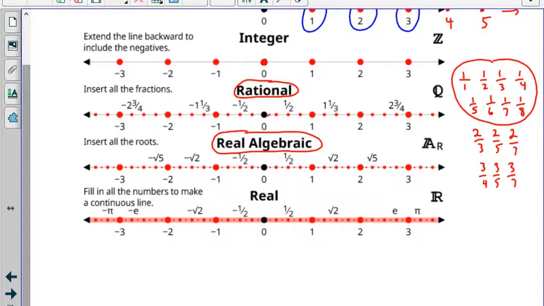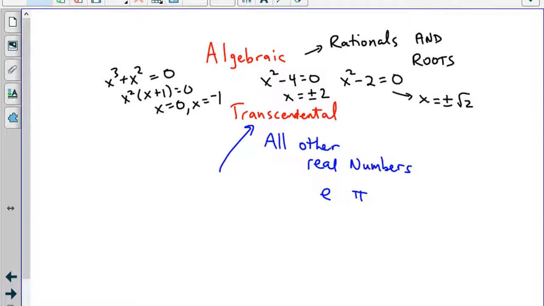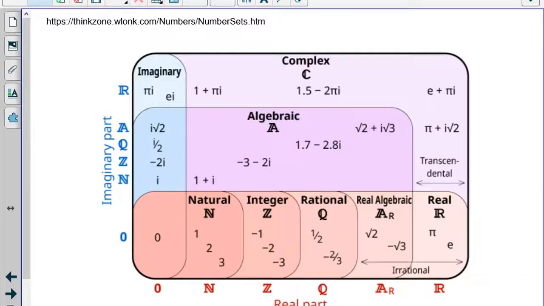And then finally, filling in all of the other numbers to make the continuous line. So again, algebraic numbers, the gaps aren't nearly as big as you see in this number line, but it's just there to show that there are some gaps in there. And when you fill it in with all of the transcendental numbers, you end up with real numbers. Now notice that algebraic numbers may include some irrational numbers. So when I look at this, I see that's an irrational number. So that's something to keep in mind.